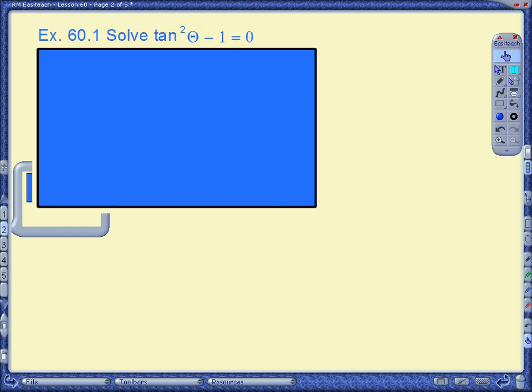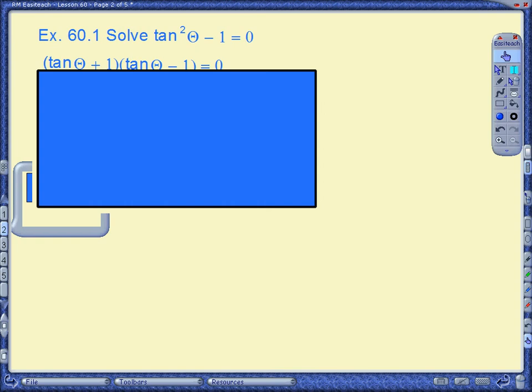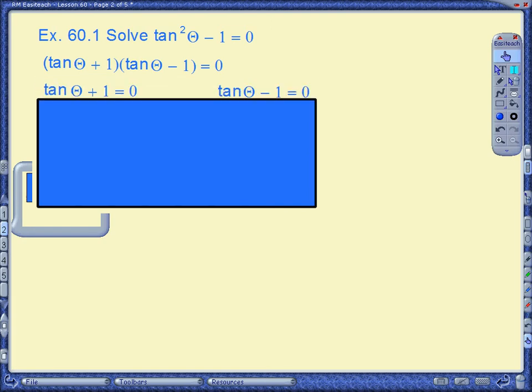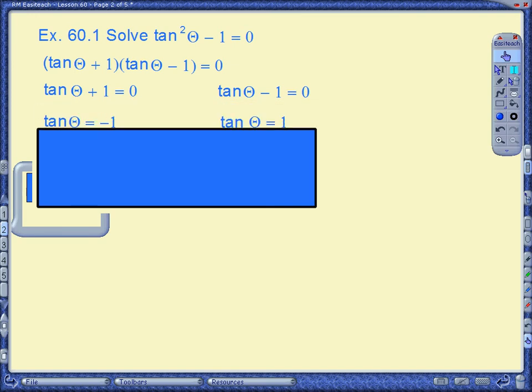And, okay, up here, what have we got here? We have tangent squared theta minus 1. Again, difference of two perfect squares. We're going to solve it by factoring. Whenever you factor the difference of two perfect squares, it's the square root of the first term, square root of the second term. You set each factor equal to 0.